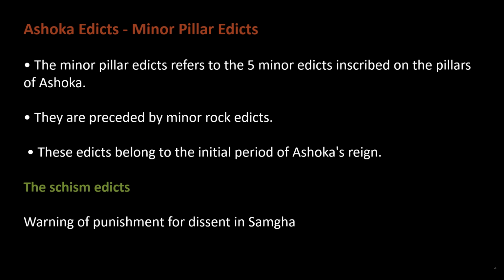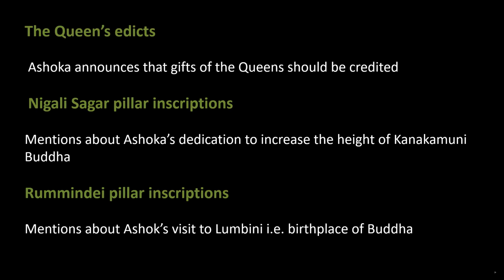Ashoka Edicts, Minor Pillar Edicts. The Minor Pillar Edicts refers to the 5 minor edicts inscribed on the Pillars of Ashoka. They are preceded by Minor Rock Edicts. These edicts belong to the initial period of Ashoka's reign. The Schism Edicts. Warning of punishment for dissent in Samgha. The Queen's Edicts. Ashoka announces that gifts of the queens should be credited.